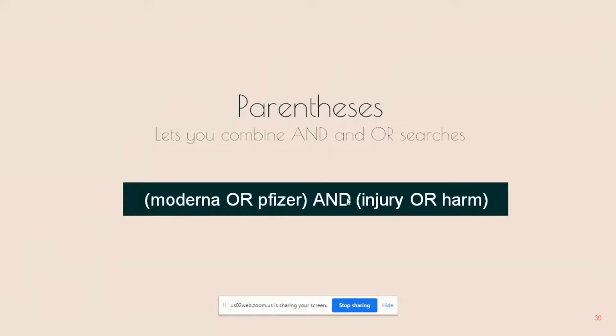Parentheses let you combine AND and OR searches, and you can do a lot with this. Say for example, if you want to talk about a vaccine and injury, right? So you can say Moderna OR Pfizer OR Covaxin OR Covishield, anything, whatever it is, and then you write AND, then injury OR harm. So you're using parentheses, but you're also using OR and AND operators in this case.